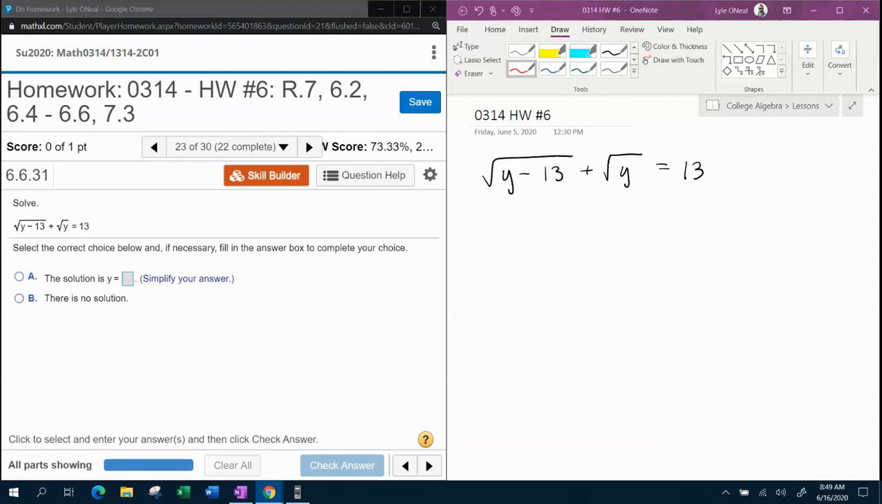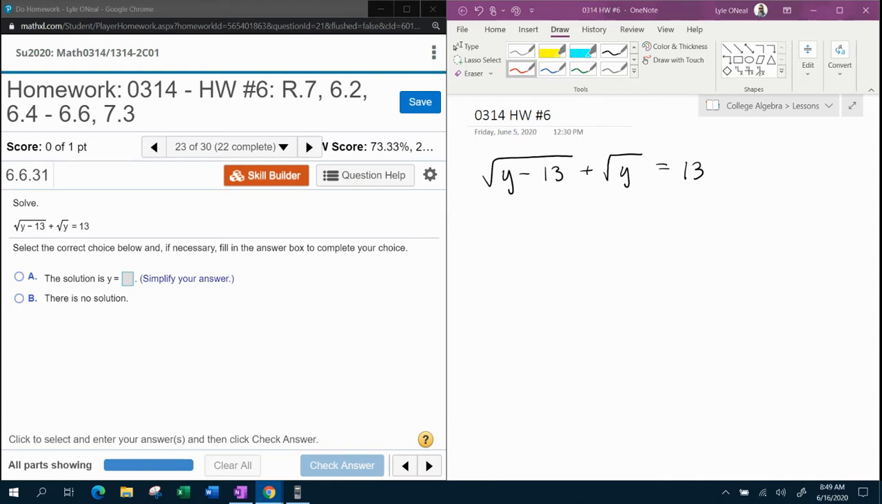All right, here we go. Question number 23 from our 0314 homework number 6 in MyLab Math. And the instructions say solve. So the thing we need to point out here is that we do have two separate radical expressions. Plus, on the other side, we have the 13, which is a constant. And this is probably going to be one of the harder ones that we're going to look at, okay?